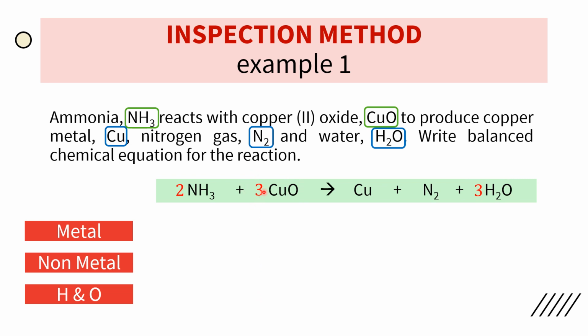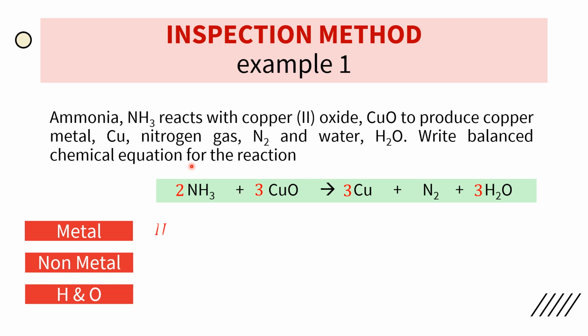When we put 3 in front of CuO, so amount of copper berubah. Now we have 3 copper on the left, but 1 copper on the right. So to balance copper, we must add 3 in front of Cu. Now this equation is already balanced, so we can check this equation.